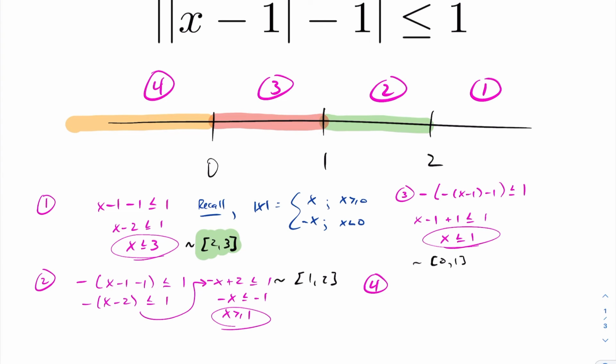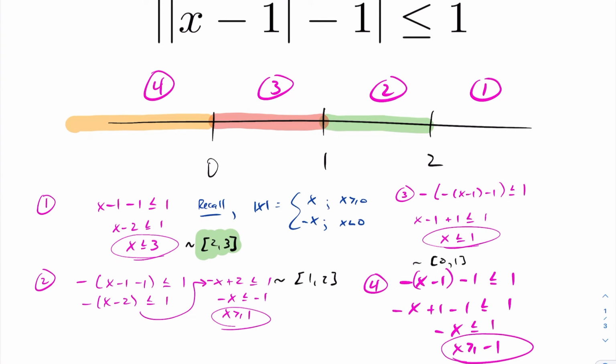Doing so, solving for this, I end up getting x is greater than or equal to minus 1, and that becomes our answer here. So now we're going to have x is greater than or equal to minus 1. Again, it's within the interval less than or equal to 0, so this is going to go from minus 1 all the way up to and including our 0.